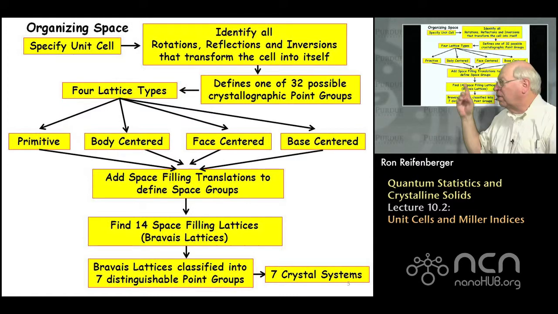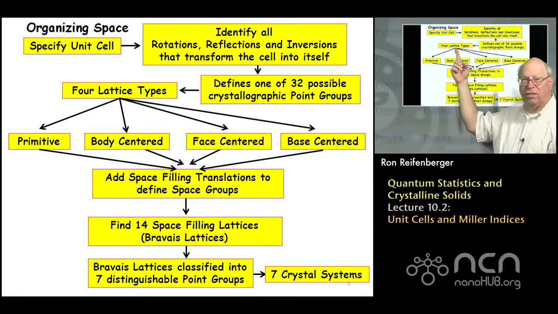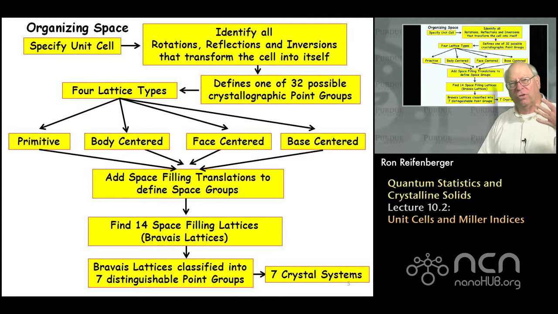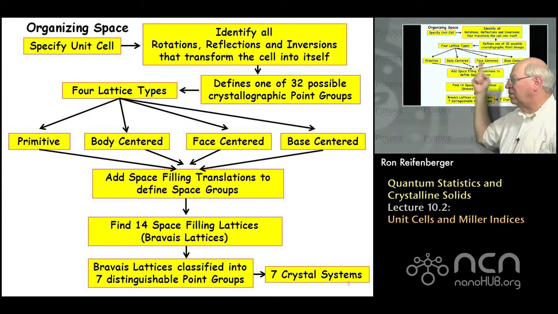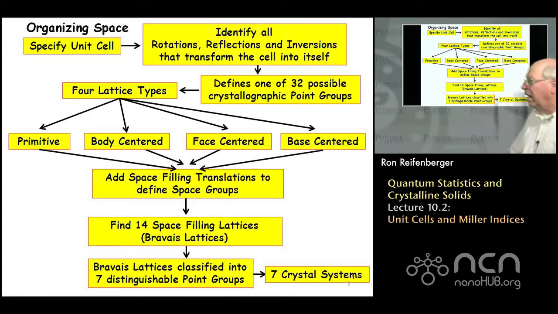These point groups, in turn, give rise to different lattice types, and it turns out there are 4 lattice types. These lattice types are known as primitive, body-centered, face-centered, and base-centered. So these lattice types are something that you need to know, and I'll try to point that out in the next slide. These lattice types basically allow you to define the structure of the unit cell.